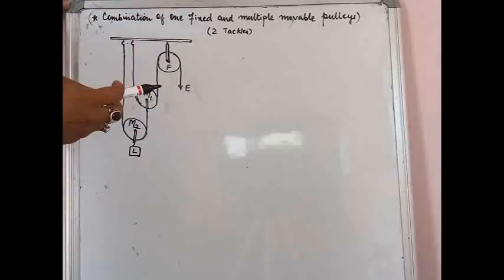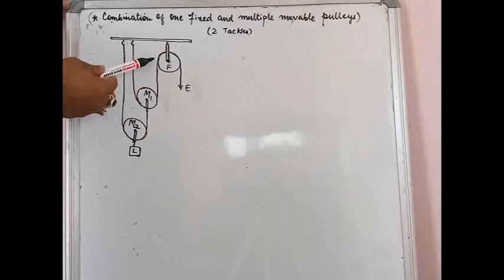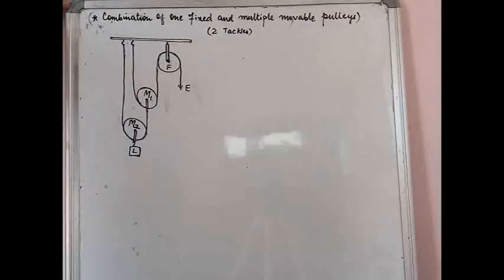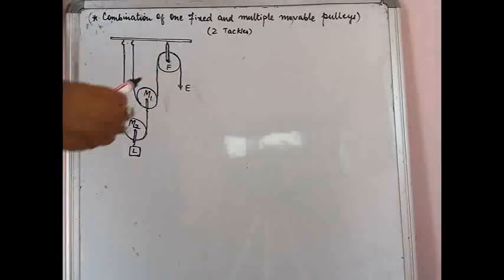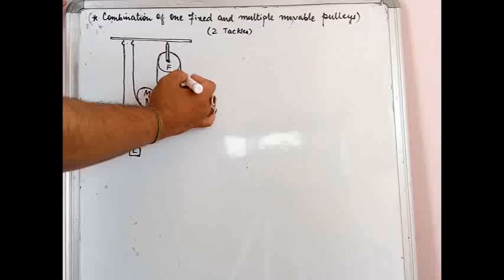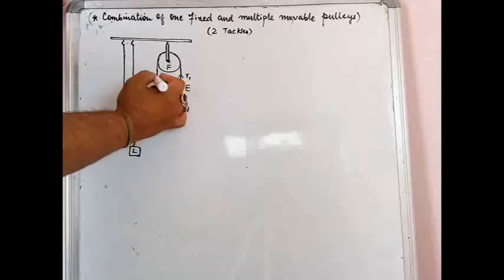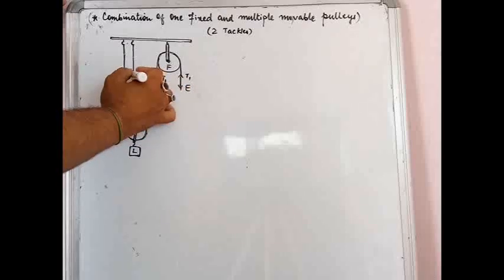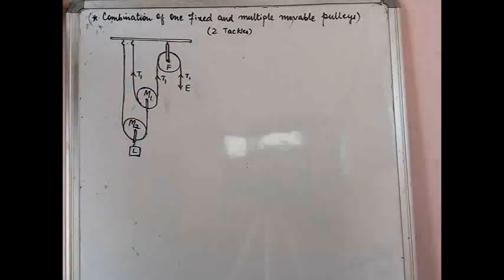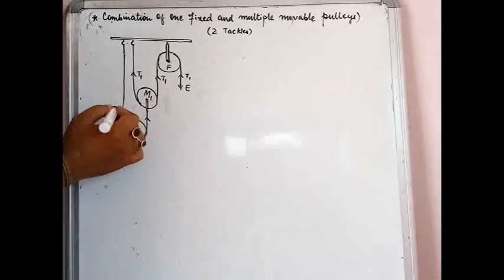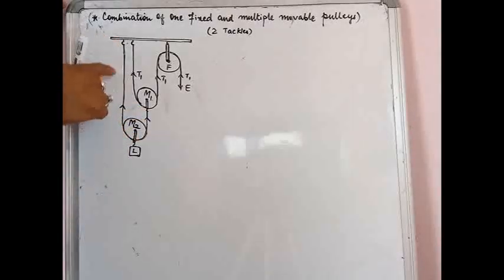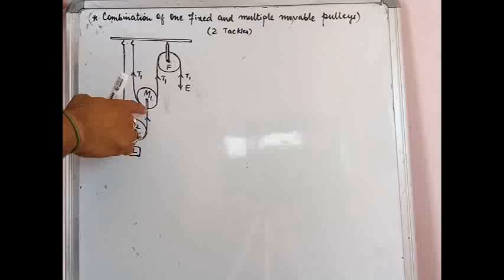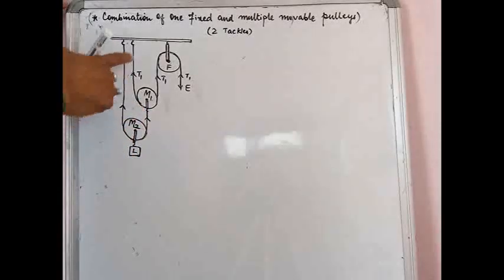Okay, so by having such a combination, what we will see is that the number of tackles used will also change. Okay, so if you see over here, this is 1 tackle. Okay, it starts from this hook over here, goes down around this pulley, goes up, goes around the fixed pulley, and ends over here. So that is 1 tackle. So if we start marking the tension and call it T1, this will also be T1 and this will also be T1. But the tensions here and here cannot be called as T1, because this tackle is entirely a different tackle.